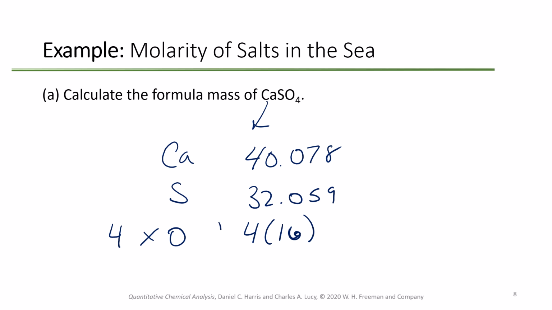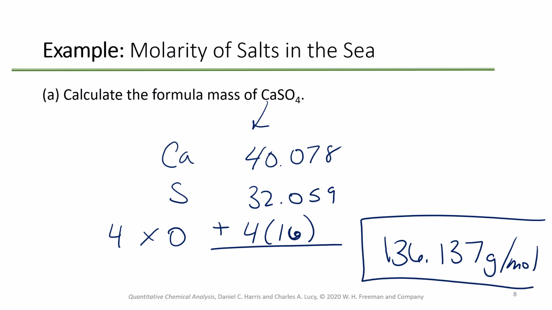So I have to just add all of these together, and the formula mass is 136.137 grams per mole. And I'm not going to round this one because you want to keep all those decimal places.